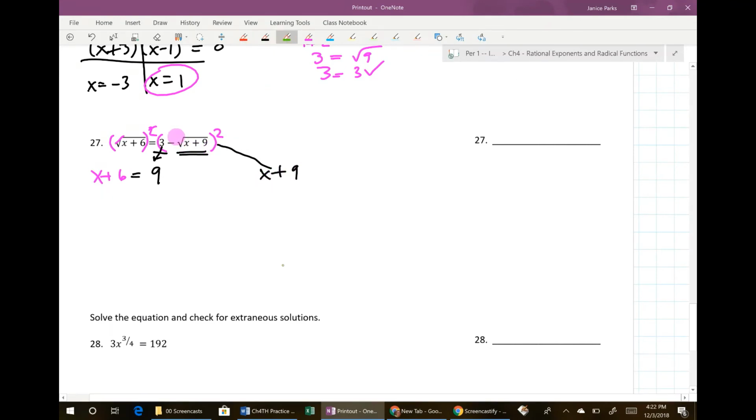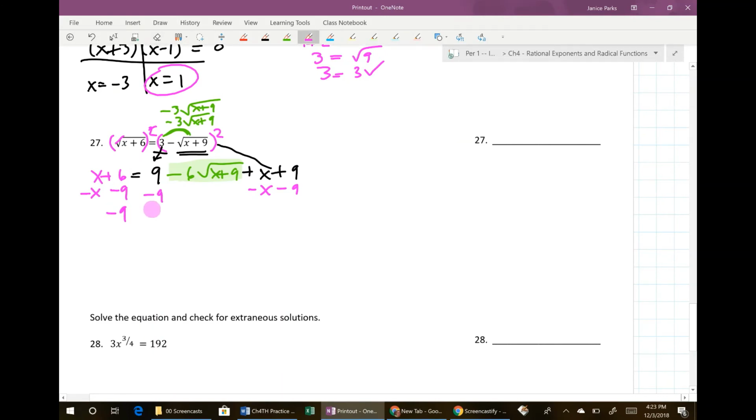In the middle term, you're going to multiply these two together and then double it. So you're going to get negative 3 square root of x plus 9 twice, so negative 6 square root of x plus 9. We're not going to set the equation equal to 0, but we need to isolate this portion. So we're going to move everything else to the other side. I'm going to subtract 9, I'm going to subtract x, and I'm going to subtract this 9 as well from this side.